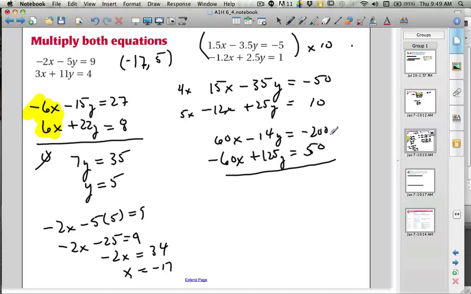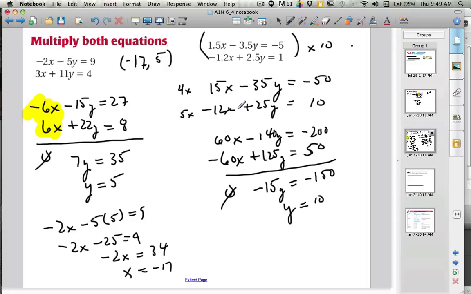Okay, so when we go ahead and, I'm sorry, I said 14. I wrote 14, but that was 140. My mistake. I apologize. 60 plus negative 60 is 0. Negative 140 plus 125 is negative 15y. And negative 200 plus 50 is negative 150. So y will be equal to 10.